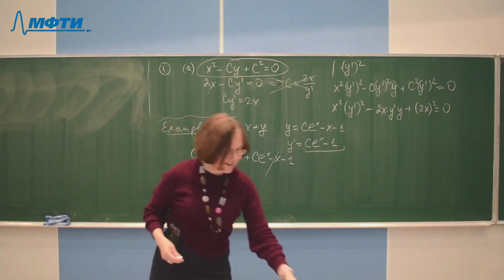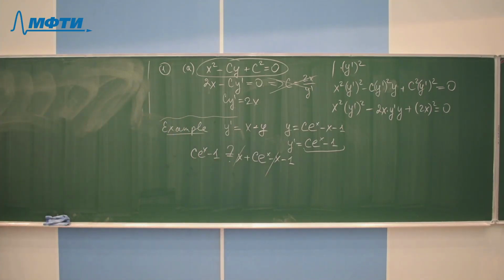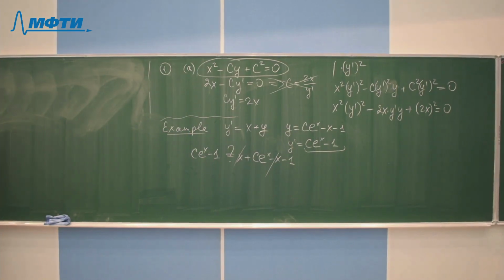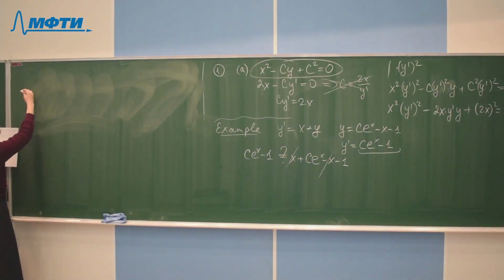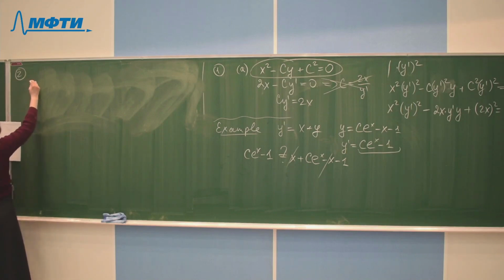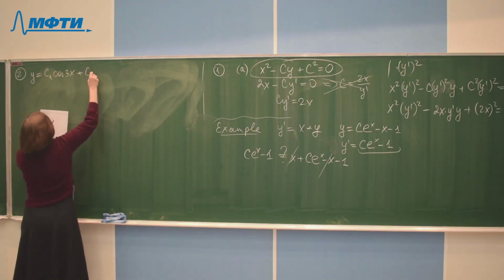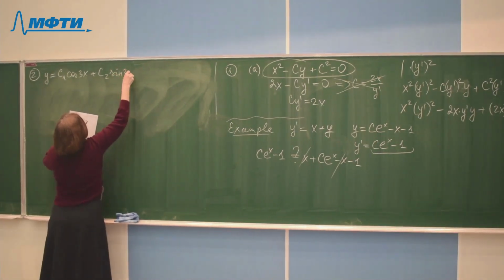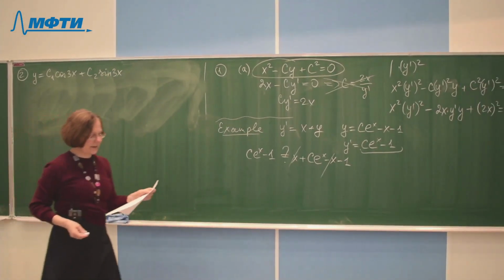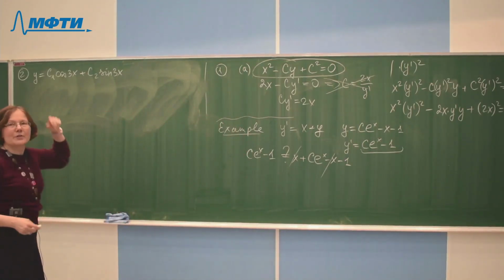Well, next, let's try to work with a two parameter family. Maybe it will be interesting. Okay, task number 2. Given a two parameter family, y equals c1 cos 3x plus c2 sine 3x, find the corresponding differential equation. So we have a two parameter family.